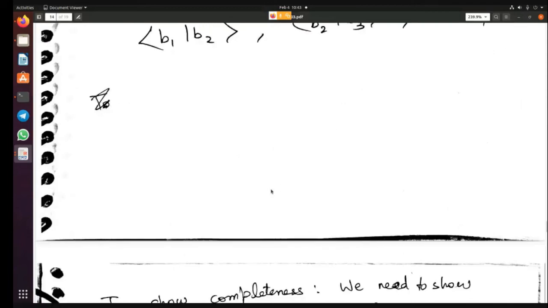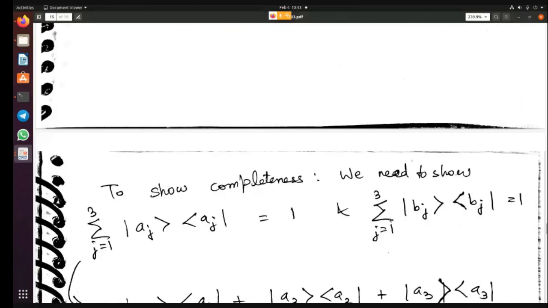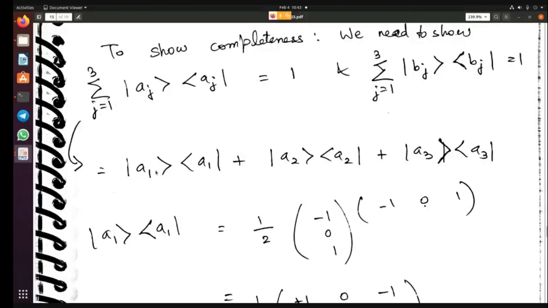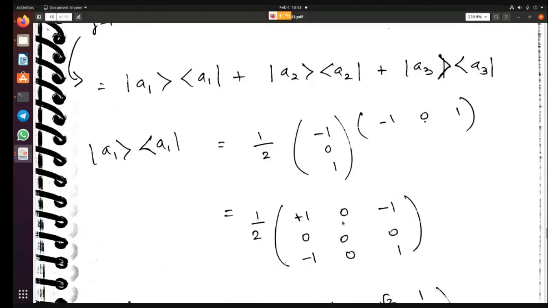Okay. Second thing is we need to show completeness. So for completeness, you need to calculate these operators. You know A1 is given to you, right? So you need to calculate |A1><A1| plus |A2><A2| plus |A3><A3|. This is what it means. So you know what |A1><A1| is. The ket A1 is a column vector. The bra A1 is a row vector. So you can calculate this, you will get some matrix.